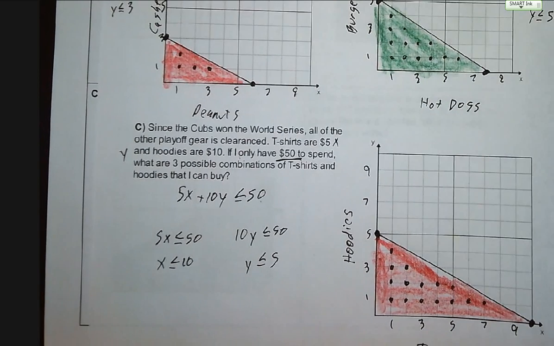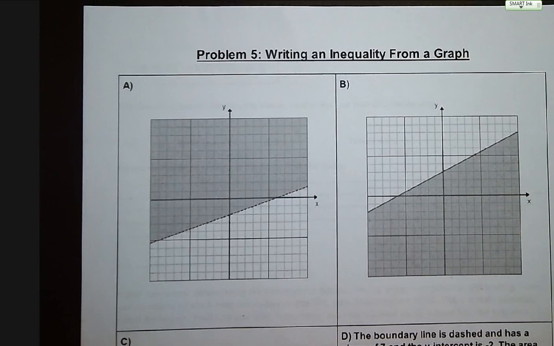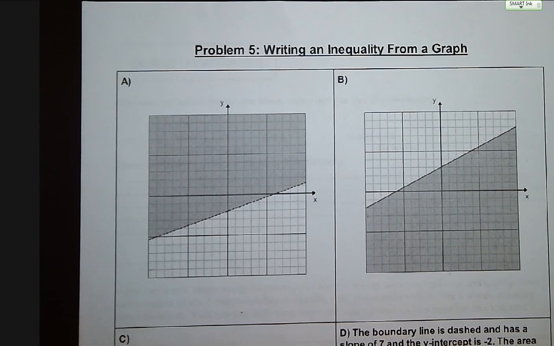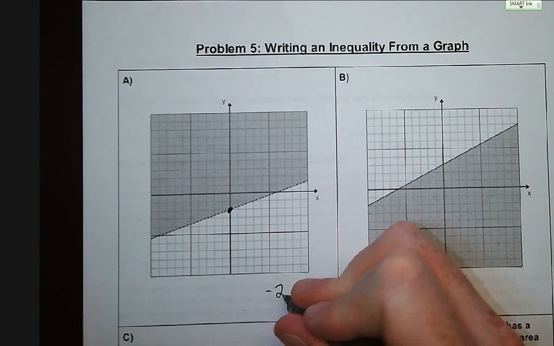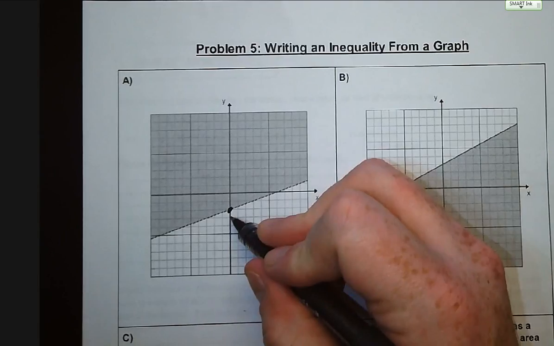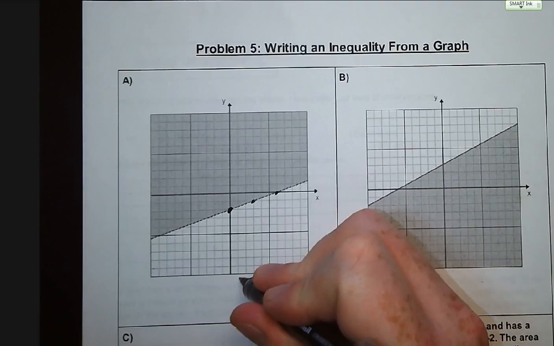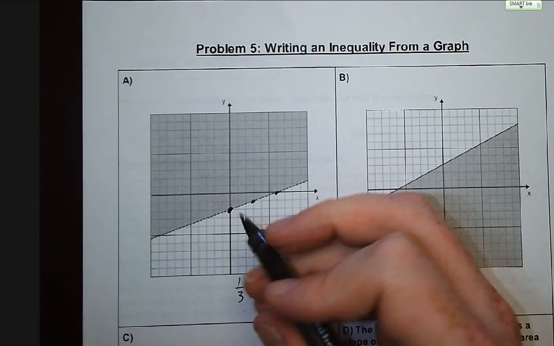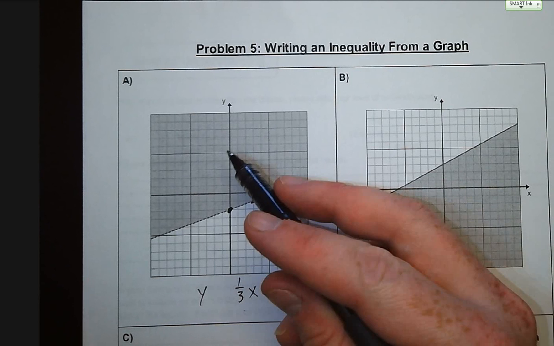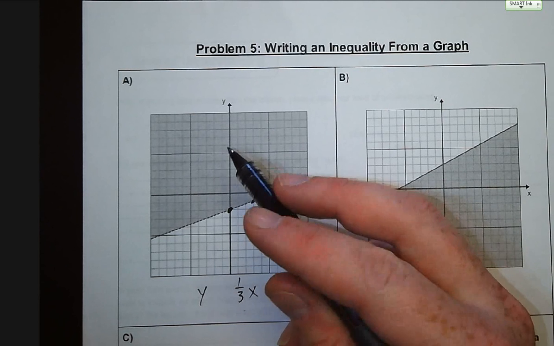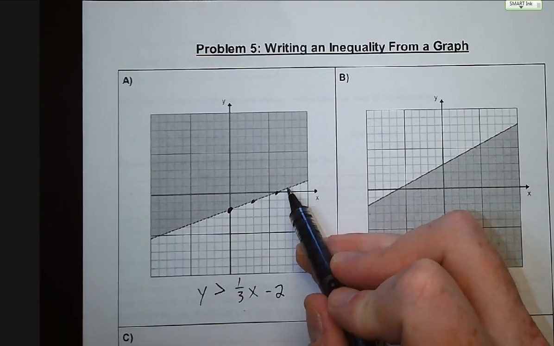Tomorrow we are going to write systems. Oh, I forgot about this one. All right, so what is my y-intercept for this graph? I have a y-intercept of -2. My slope, we are going up 1 and over 3 each time. So it's 1/3 x. Now we are shading above, so here's the hint, if you're shading above, it's going to be greater than, and it's a dashed line, so it's only greater than.